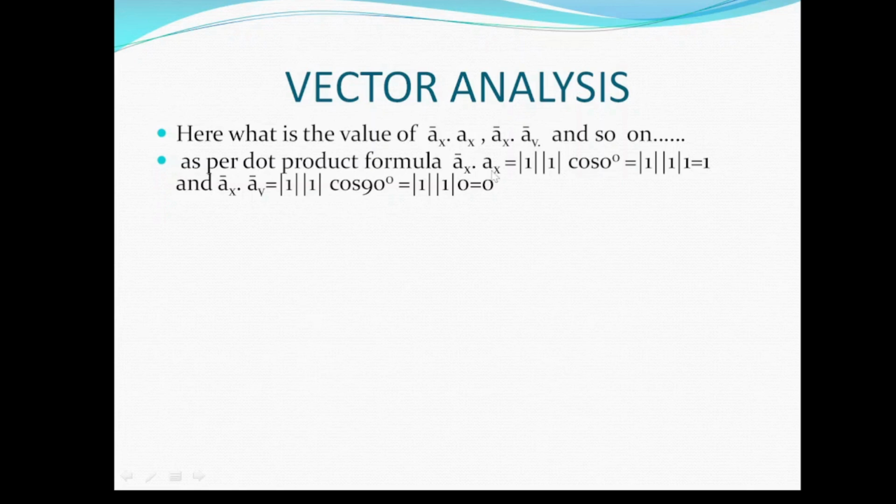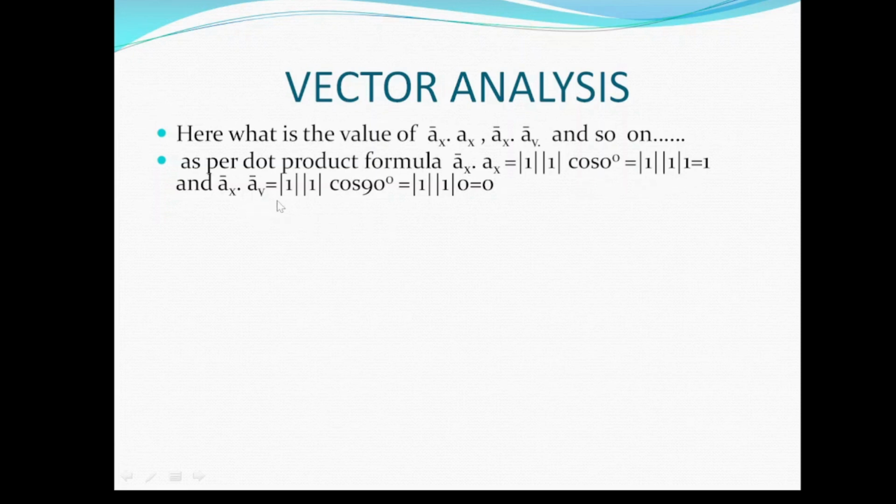These two are separated by an angle of 0 degrees. So Ax means the two are parallel, on the same axis. So the angle between the two is nothing but 0. So that is cos 0. So mod A mod B cos 0 means 1, that is equal to 1. So Ax dot Ax is equal to 1.